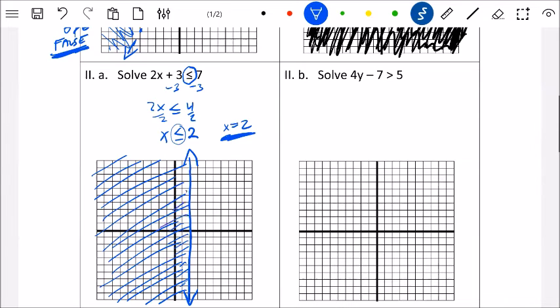There. Make it clear that it's there. And that's correct. That's done. Let's do this one where it's just a y in it. So we'll add 7 to both sides, for y is greater than 12. When I divide by 4, y is greater than 3.